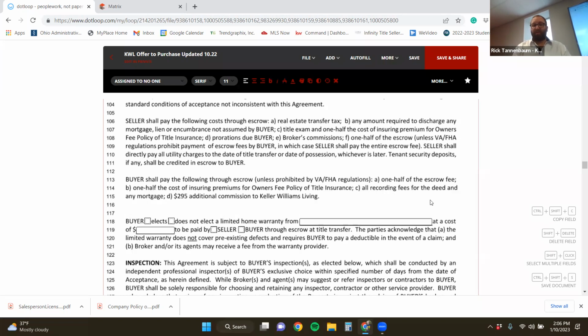All recording fees for the deed and any mortgages are the responsibility of your buyer. And then there's an additional commission to Keller Williams of $295. The only time we waive that $295 is if it's a VA buyer. VA does not allow that fee on there, so we won't collect it. FHA won't allow it either, so we won't collect it.